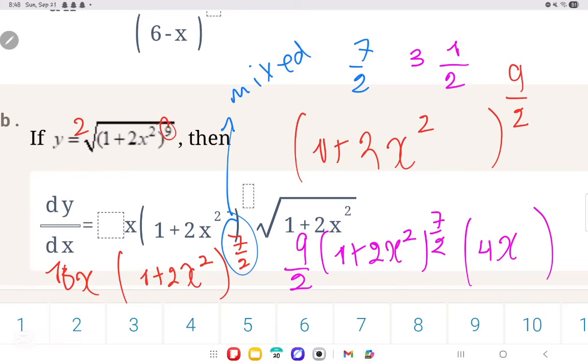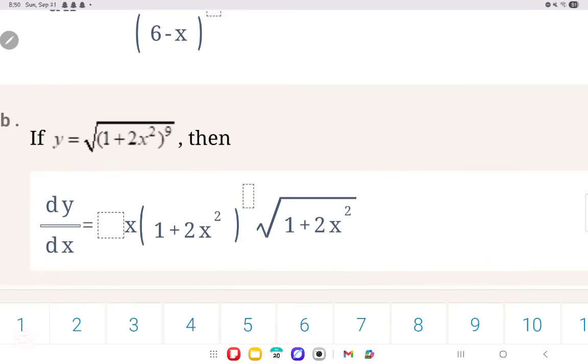If the number gets bigger, what are you going to do? You're going to put 7 over 2 on the calculator, then you will do Shift SD. When you click on Shift SD, you're going to get 3 1 over 2. So this is the mixed number of 7 over 2.